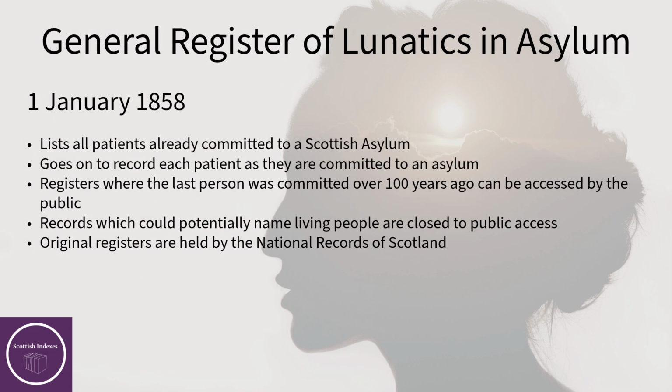This series begins on the 1st of January 1858. The register starts by documenting everyone already in an asylum on that date, and then goes on to record everyone who is committed to an asylum in Scotland. Now, we can't access these records unless they're 100 years old. As new records are released to the public, we will continue to index them.